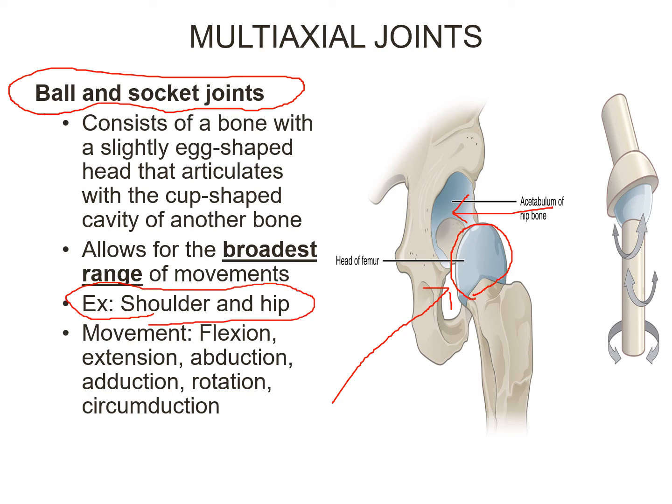And if you take a look at the motions below, we have flexion extension, which is one plane. We have our abduction and adduction. That'll be a second plane. And then our third or multi-plane, which makes this multi-axial, is rotation and circumduction. So multiple directions, multiple planes, only found in the shoulder and hip joints in your body.